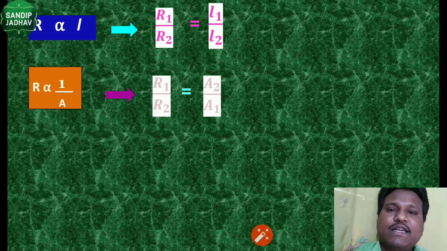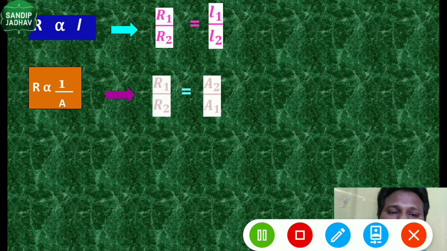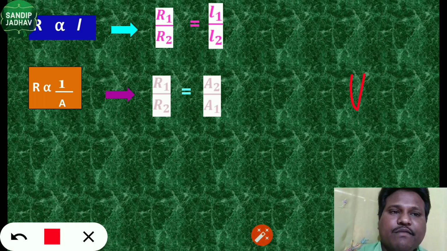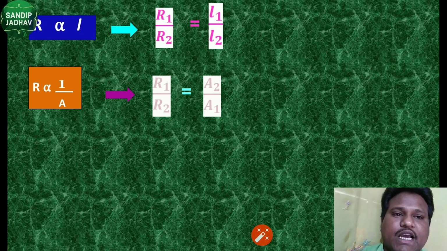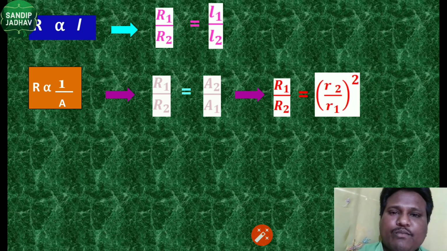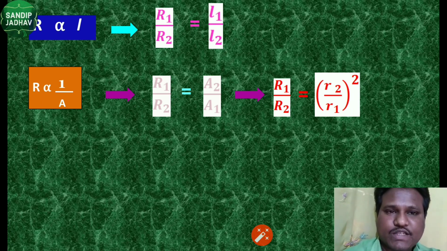We have also discussed that if we cut any wire, we will get a circle as the cross section. That means whenever we say area of cross section, we are taking the area of a circle. We know the area of a circle is pi r square. If we put that value here, we will get pi r2 square divided by pi r1 square. This pi will be cancelled and we will get r2 by r1 square. So we can write this relation as R1 upon R2 is equal to r2 by r1 whole square. If resistance and radius are given, then we can use this relation.